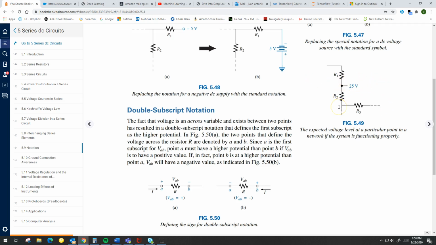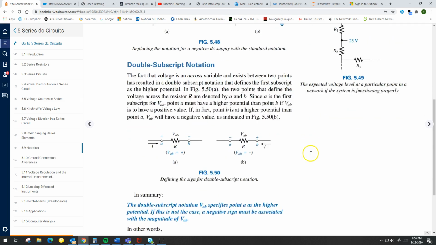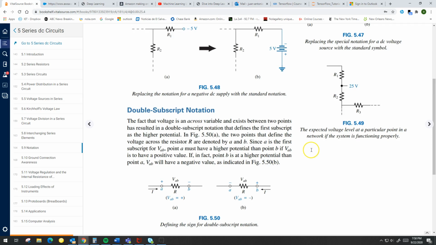It's a different way of drawing circuits. It's a shorthand way. A lot of times it makes things easier to draw and not so crowded, because you don't have to be keeping track of all the batteries like this all the time. It's just a shorthand way.